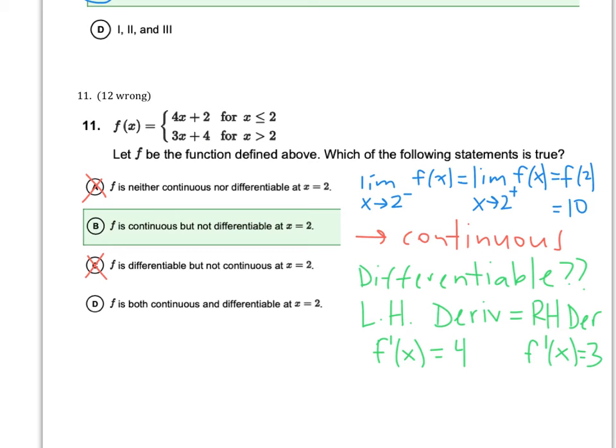Okay, so these guys certainly are not equal to each other. So therefore we know it is not differentiable. Okay, so therefore it can't be D, and our best choice is going to be B.